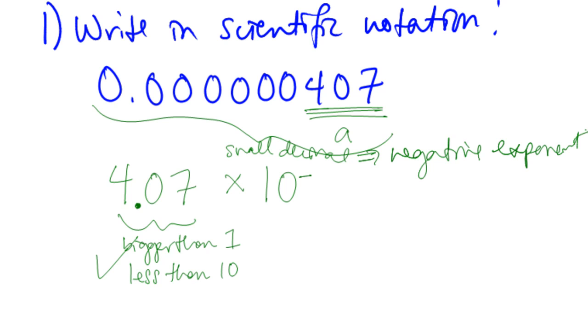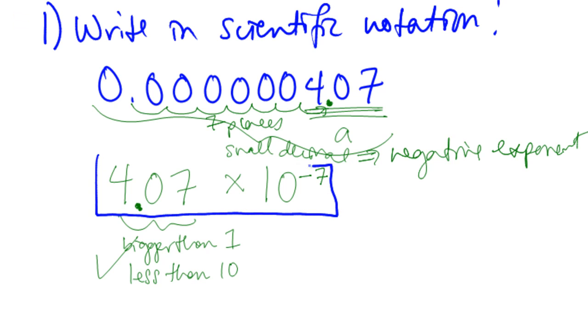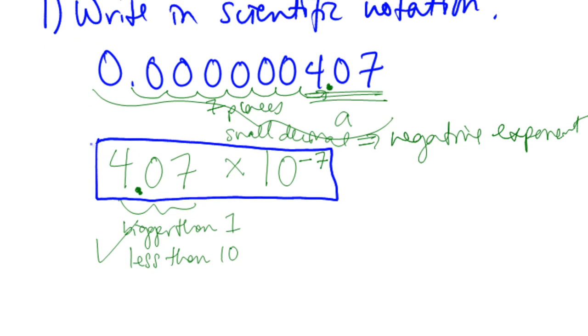Now, what size should that exponent be? Well, we need to ask ourselves, how many places do we need to move the decimal place? Well, we want it here after the 4. That's what we figured out over here. So how many places is that? 1, 2, 3, 4, 5, 6, 7 places. So it'd be 10 to the negative 7. So our final answer in scientific notation would be 4.07 times 10 to the negative 7. Let's try another example.